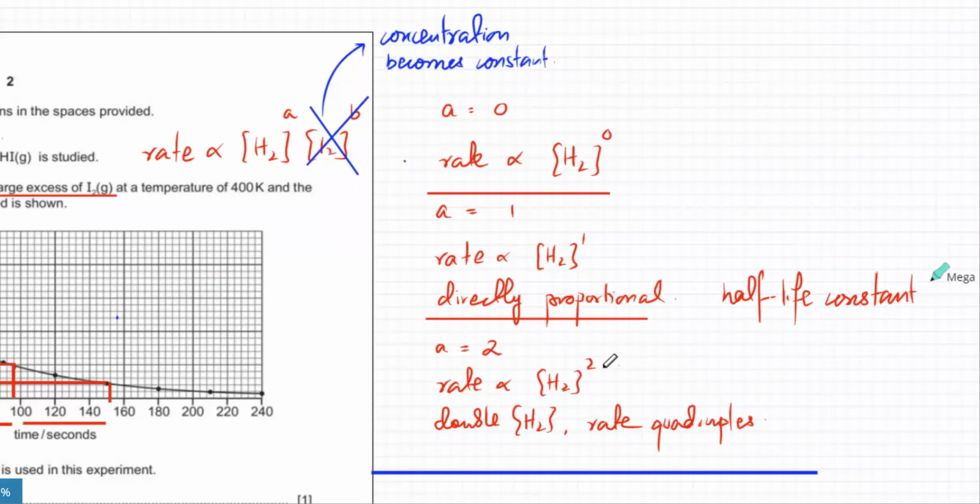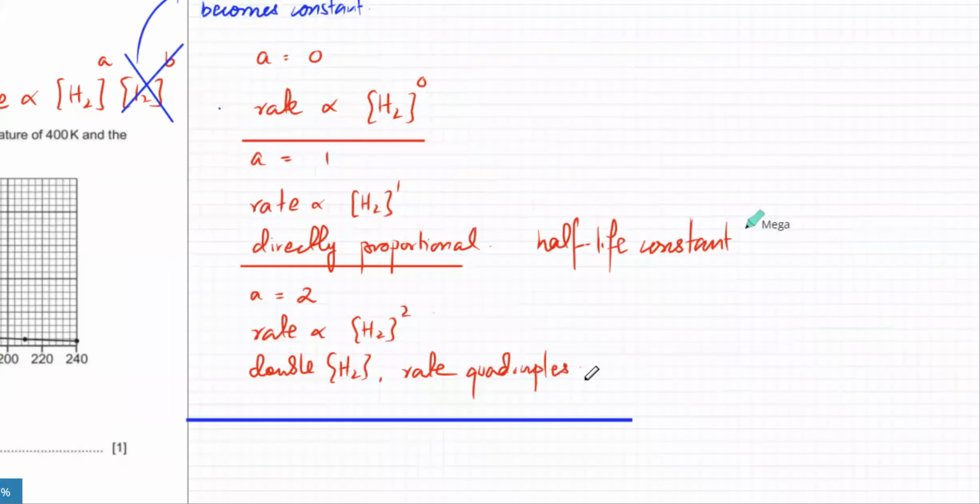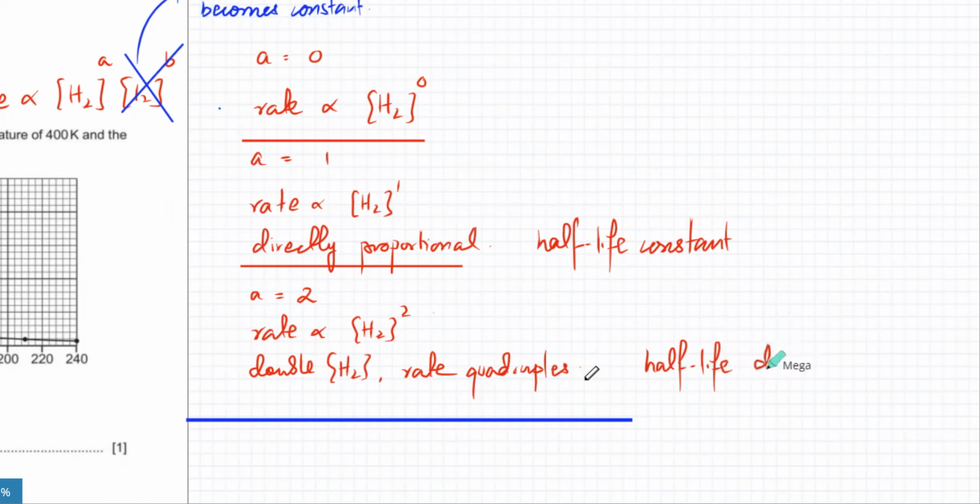If it had been order 2, the reaction would have slowed down by a much bigger margin. If the concentration decreases by half, if H2 gets used up, the rate of the reaction would decrease by 1/4. It would be a squared relationship. So in that case, the half-life would double. Every time the reaction would slow down and it would take a much longer time for the reaction to get completed. So half-life would double.